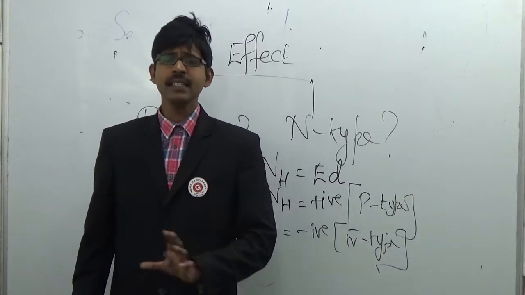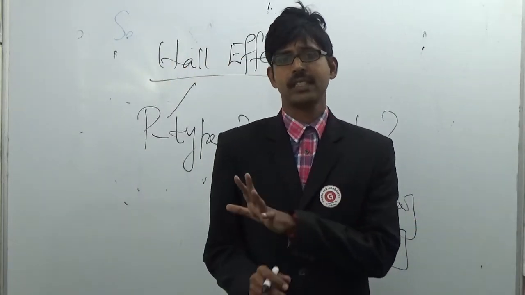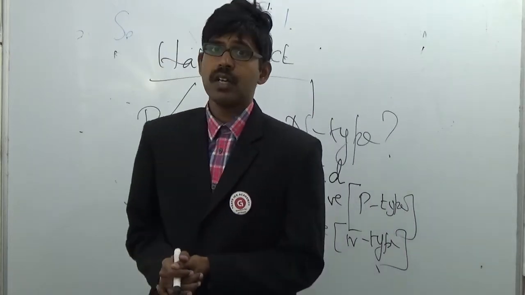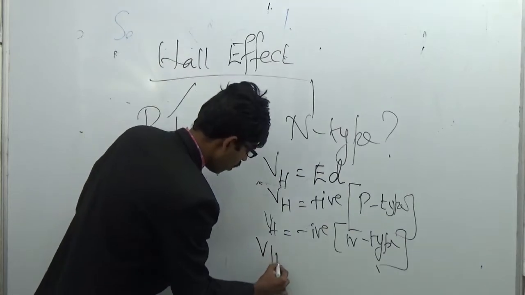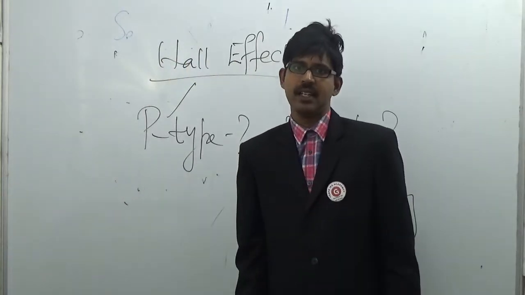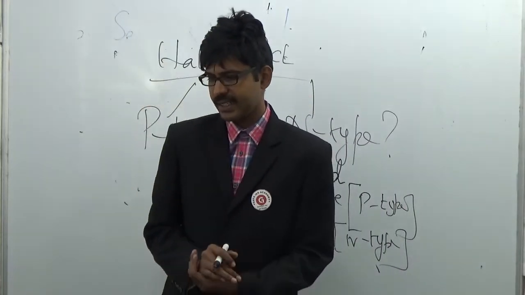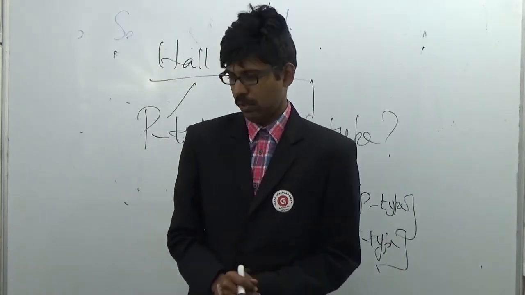So having given the Hall voltage, you must be in a position to find out whether the material is p-type or n-type. Now, if the Hall voltage is exactly 0, it's going to be an intrinsic semiconductor. Whether it's a p-type, n-type or an intrinsic semiconductor, this can be calculated using the Hall voltage.